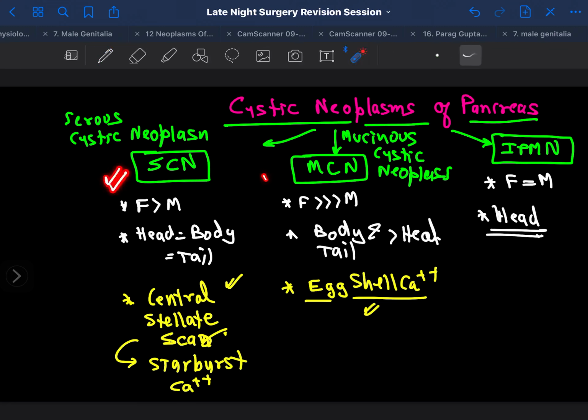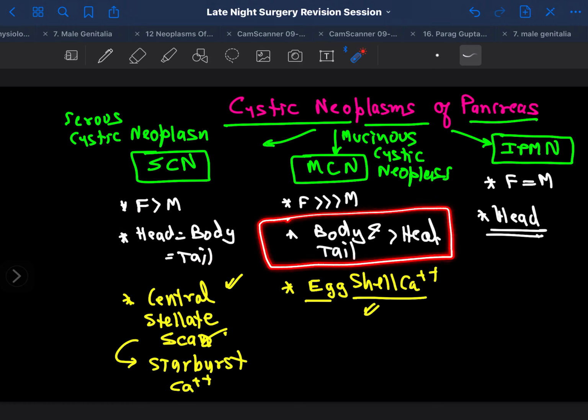The cystic neoplasms of the pancreas can be of three types. They can be serous cystic neoplasm, mucinous cystic neoplasm, and IPMN. Now, what we talked about: the serous cystic neoplasm is more common in females as compared to males. The mucinous cystic neoplasm is again more common in females, but the ratio is much higher. And in the IPMN, the male to female ratio is practically the same. In the serous cystic neoplasm, it is head, body and tail, equal distribution. In the mucinous cystic neoplasm, body and tail have a higher concentration as compared to the head. And IPMN is predominantly present in the head.